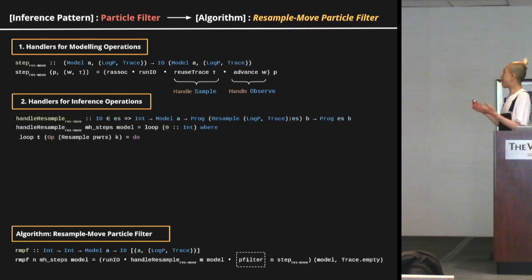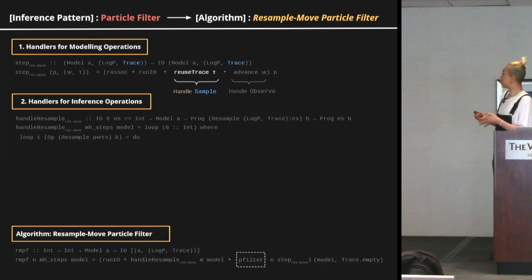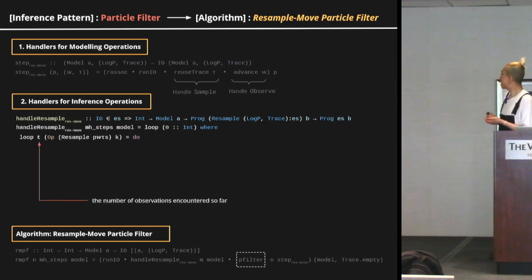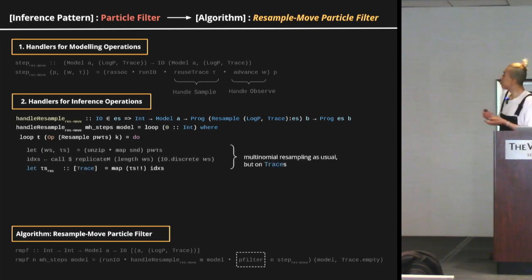We can derive this algorithm in the exact same way I've shown you already. To support Metropolis-Hastings, we'll now execute each particle under a trace. The interesting bit is how we resample. Here, I'm going to keep track of an integer t, which counts how many observations we've seen so far. We'll begin by resampling, exactly like the previous algorithm, except this time, we're resampling the particles' traces rather than the particles themselves.